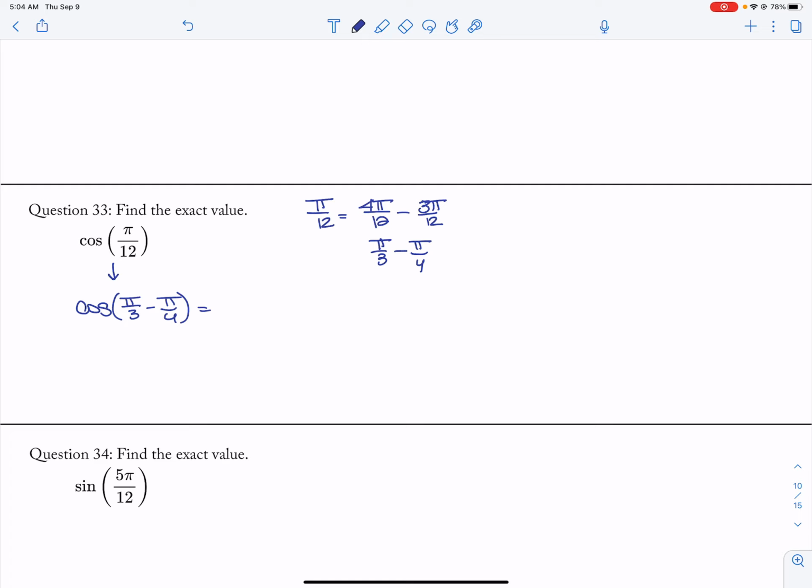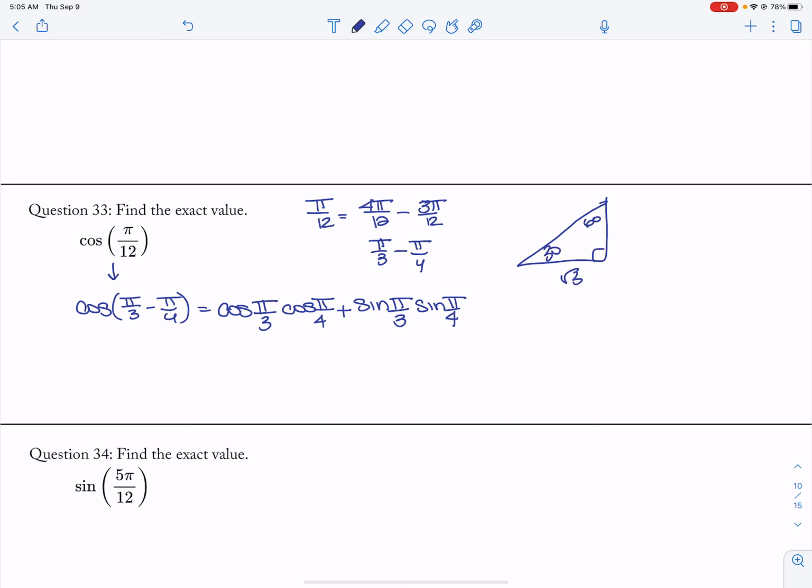And so there's an addition-subtraction identity. The subtraction identity is cosine cosine, and then plus sine sine of them. So I will need a 30, 60, 90 triangle again, root 3, 1, and 2. So cosine of pi over 3 is 1/2, times root 2 over 2, plus the sine of pi over 3 is root 3 over 2, times root 2 over 2. So this is root 2 over 4 plus root 6 over 4. So this is the same thing as root 2 plus root 6, all divided by 4.